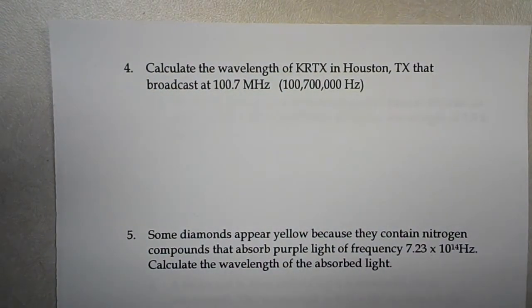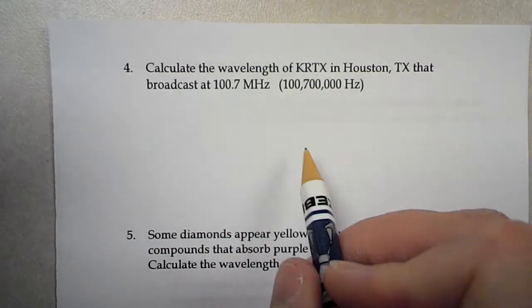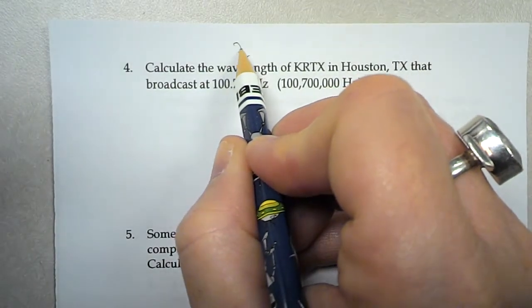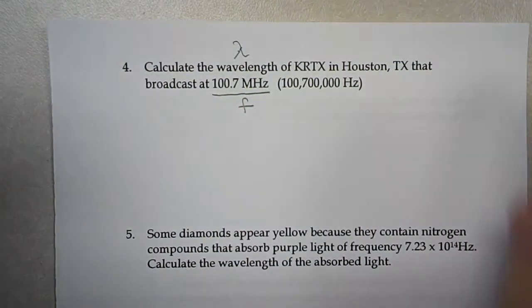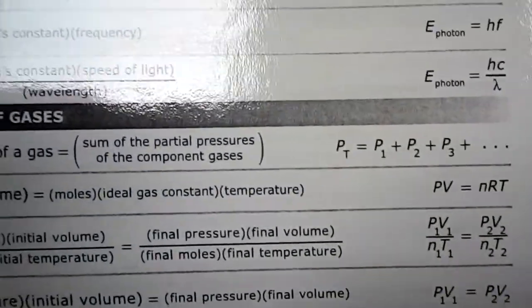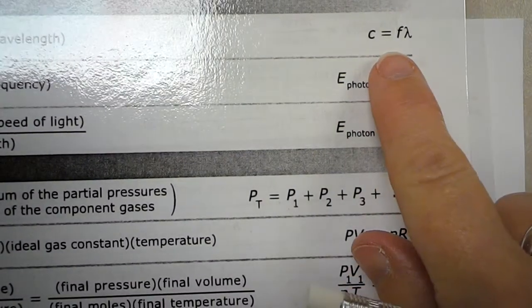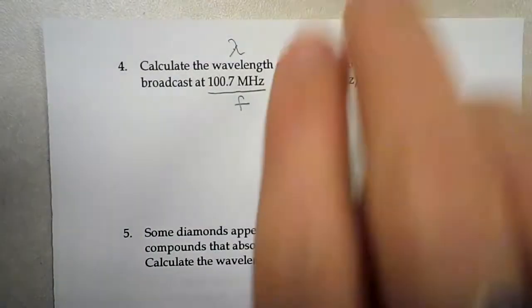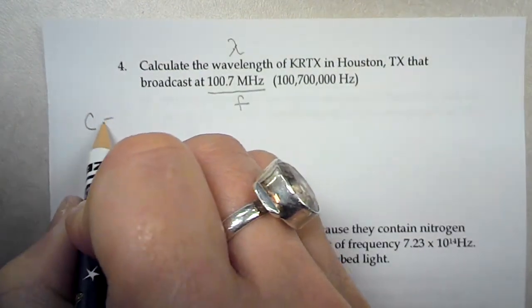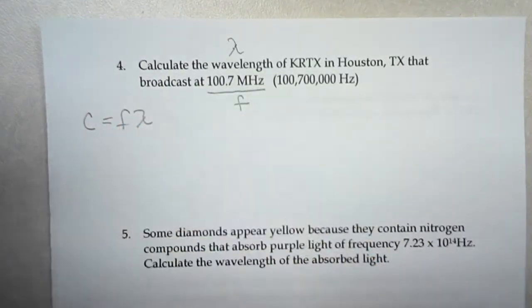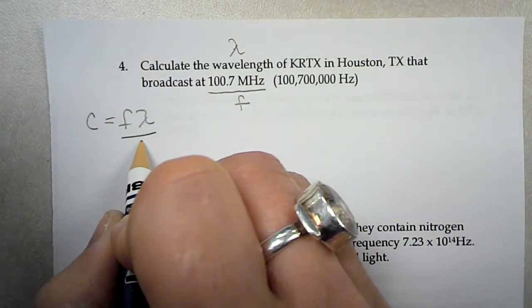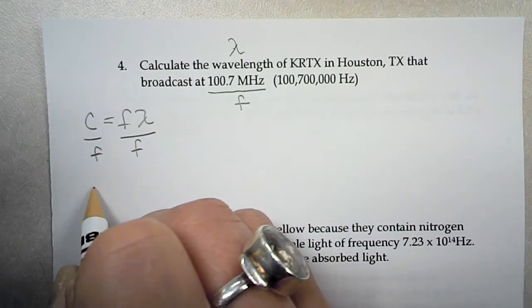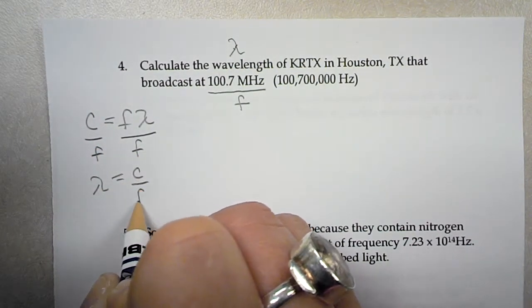Calculate the wavelength of KTRH in Houston, which has this particular frequency. They want to know the wavelength, so that's this symbol, and this is a frequency. So we want to find a formula that has frequency and wavelength in the same formula. Here is the formula that I would use, and it includes the speed of light. But you need to rearrange the formula. This is what the original formula is. Using algebra, you divide both sides by frequency. So you get wavelength is equal to the speed of light over frequency.